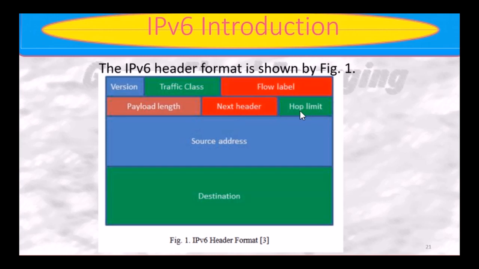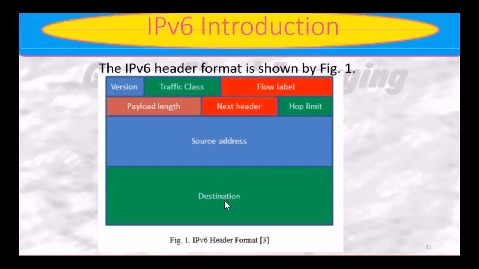Hop limit is an 8-bit unsigned integer decremented by 1 by each node that forwards the packet. The packet is discarded if the hop limit is decremented to 0. Source address is the 128-bit address of the originator of the packet. Destination address is the 128-bit address of the intended recipient of the packet, possibly not the ultimate recipient if a routing header is present.